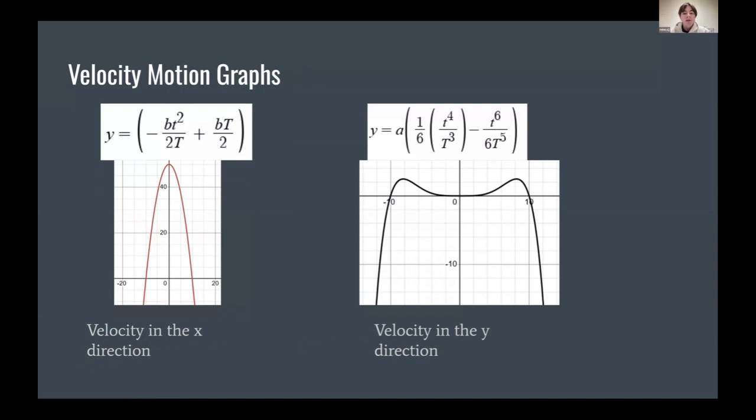These are the velocity motion graphs. The velocity in the x direction, as you can see, starts high and then drops as acceleration decreases, drops faster and faster. And in the y direction, the velocity starts at 0 and slowly increases and then drops off abruptly.